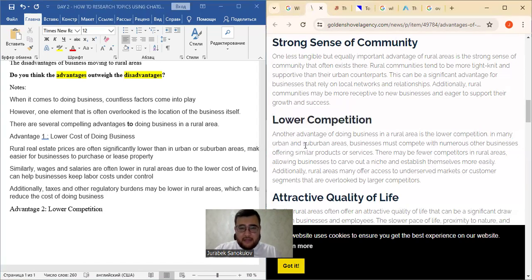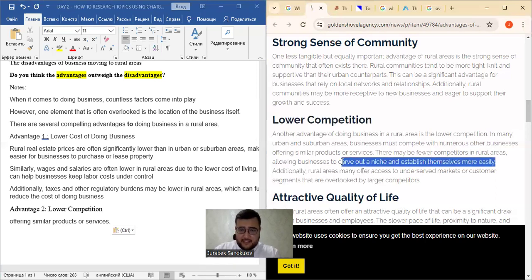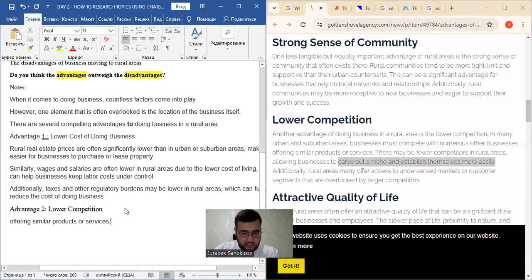In many urban and suburban areas, businesses must compete with numerous other businesses offering similar products and services. There may be fewer competitors in rural areas, allowing businesses to carve out a niche and establish themselves more easily. I mean, that's a nice chunk of language, yeah?